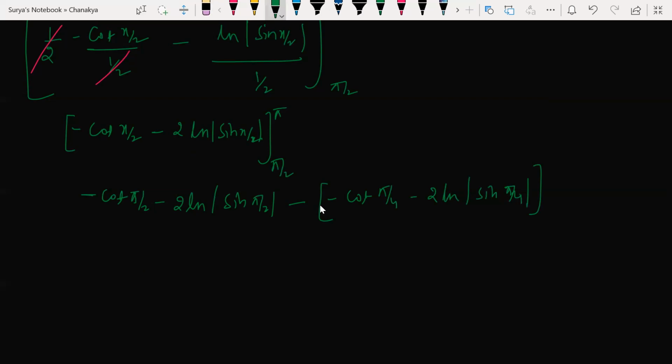So what is the value of this? Minus cot pi by 2 minus 2 ln sin 90. Tan 90 is infinite, so cot 90 is 0. Sin 90 is 1, so ln 1 is 0. So minus, minus becomes plus. Cot pi by 4 is 1. Minus, minus becomes plus 2 ln 1 by root 2. Correct? 2 ln 1 by root 2.